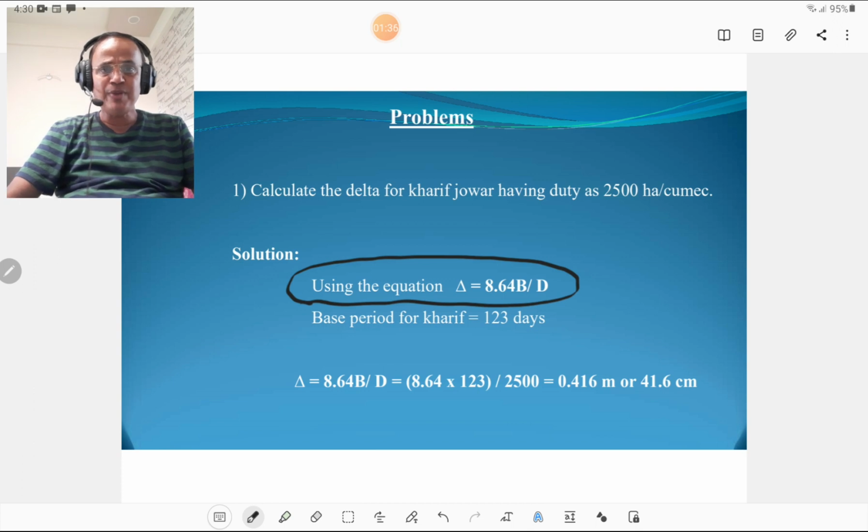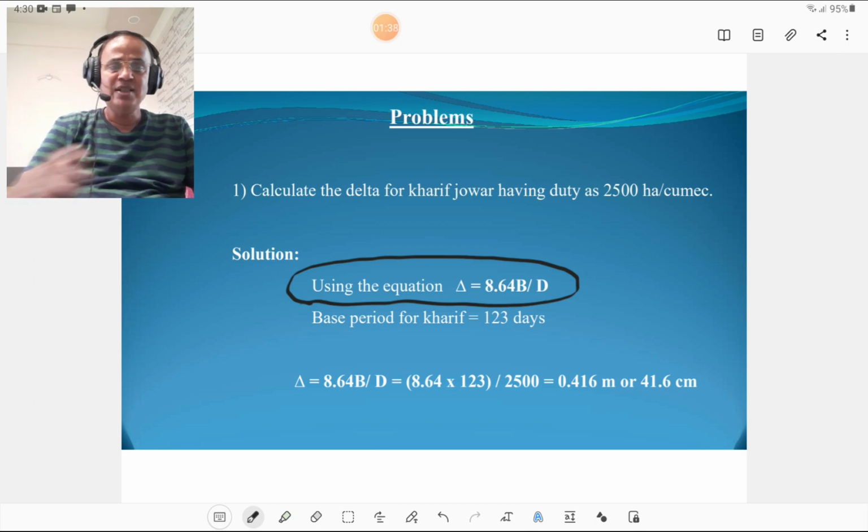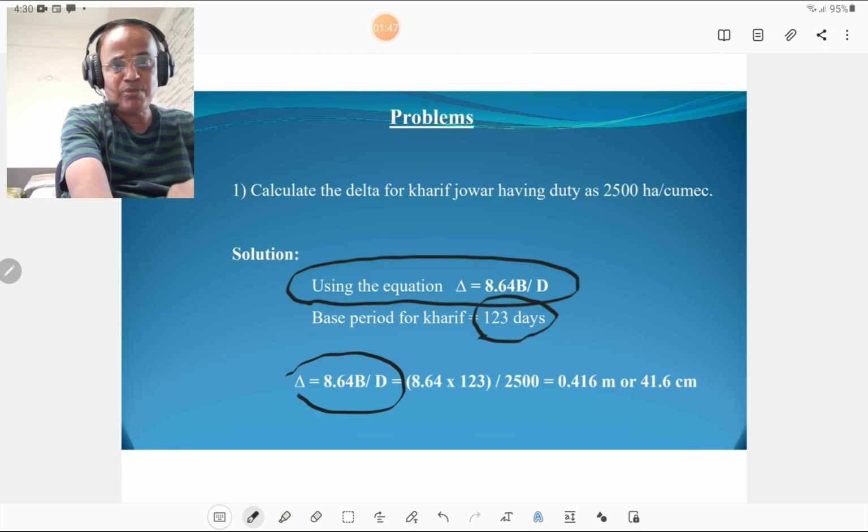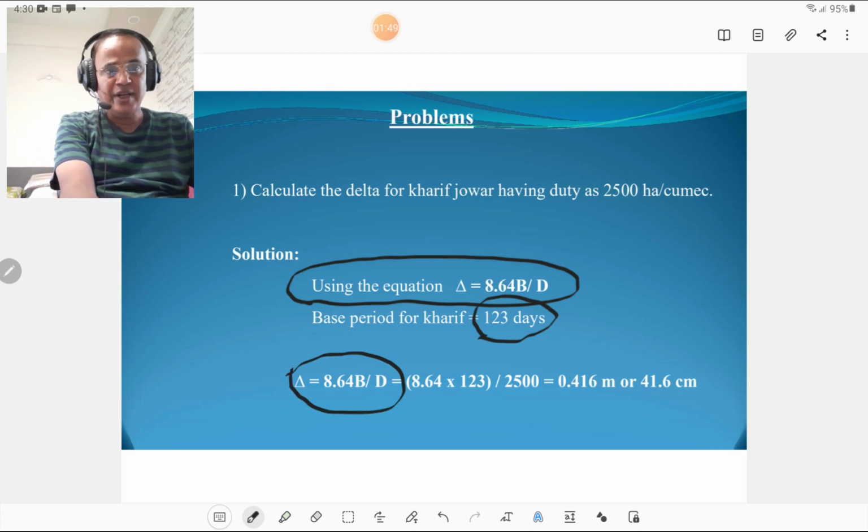What is the base period for Kharif? As per table in Maharashtra, we know that the base period for Kharif is 123 days. By using the relation delta is equal to 8.64 B upon D, 8.64 multiplied by B, the base period, and Jawar is for Kharif period, so multiplied by 123 and divided by D, that D is duty, that is 2500 hectare per cumec.